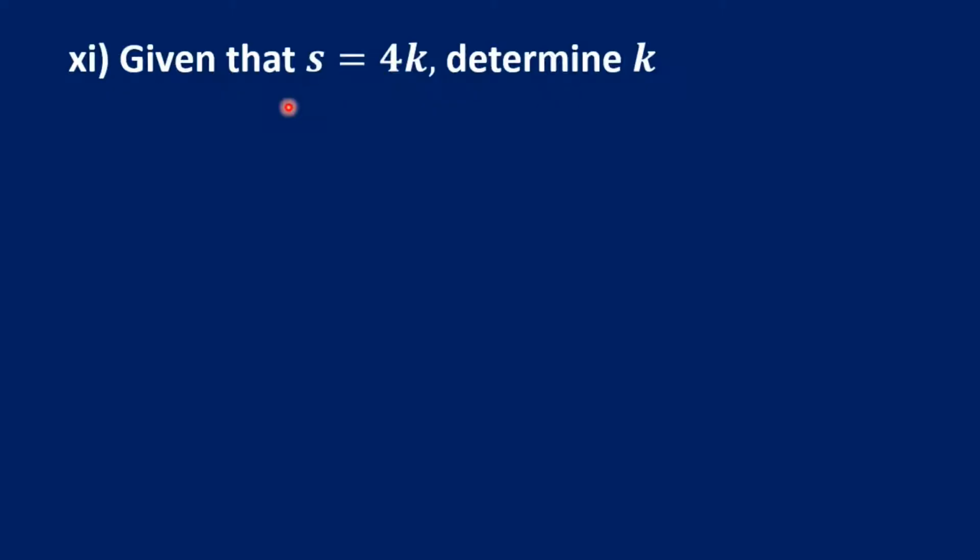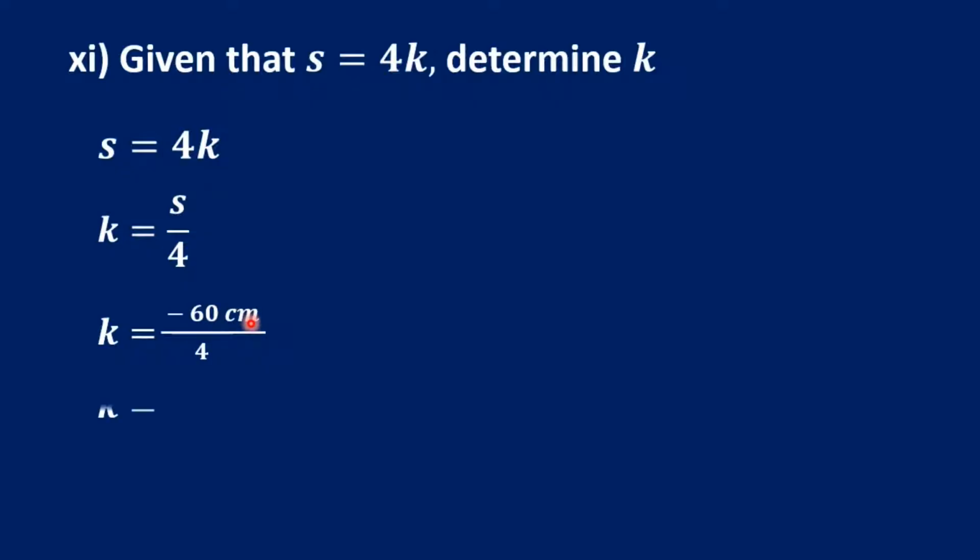Given that S is equal to 4K, determine K. Dividing through by 4, we have K is equal to S over 4. But the slope, S, is negative 60 centimeters. Negative 60 centimeters divided by 4 will give us negative 15 centimeters.